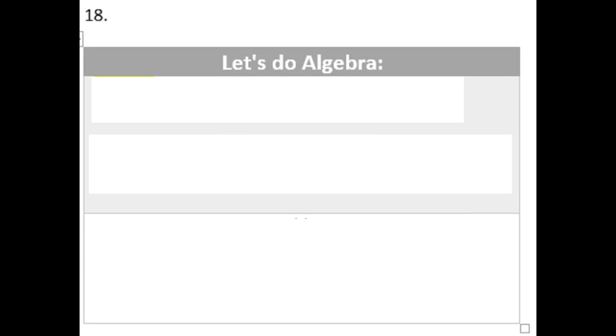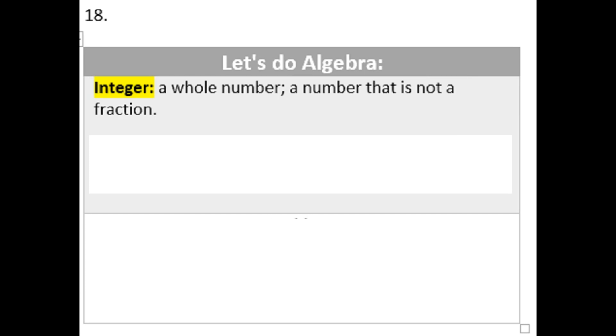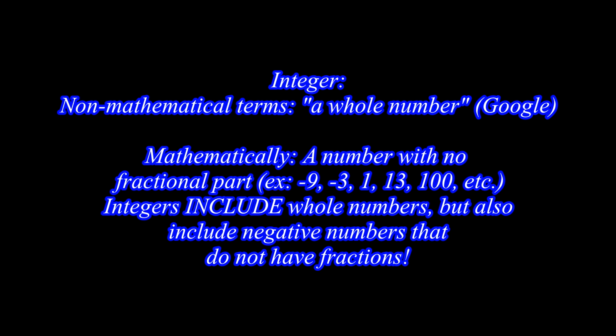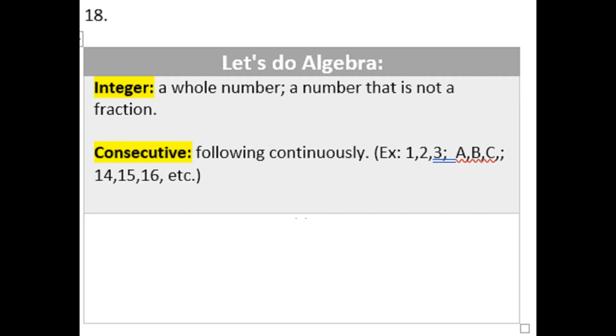All right, ladies and gentlemen, this is number 18. And in number 18, we are asked to look at consecutive integers that add up to another number. Now, an integer is not what you would find if you just Google the term. It says a whole number. Mathematically, it's a number with no fractional parts. They include whole numbers, but they also include negative numbers that don't have fractions. Now, our answers for this problem are going to include whole numbers. I'm going to leave it there, but just know that integers include negative numbers that don't have fractions.